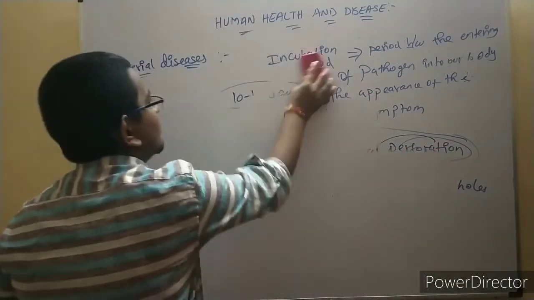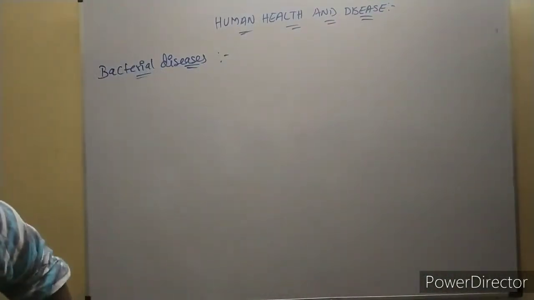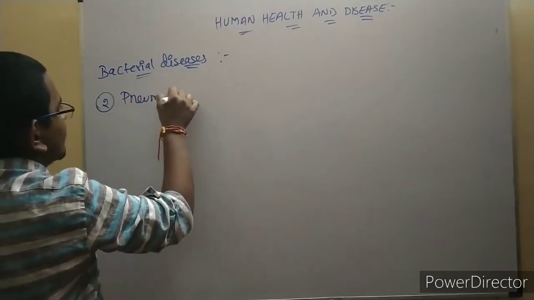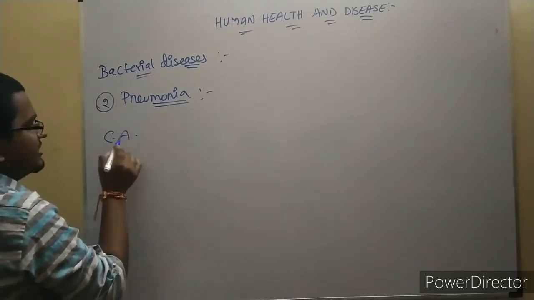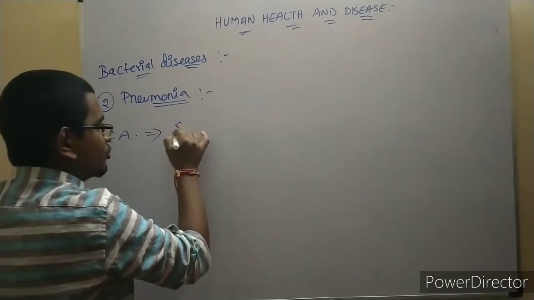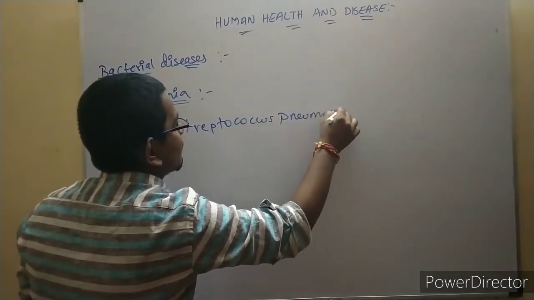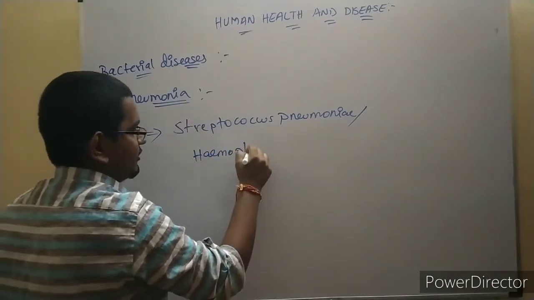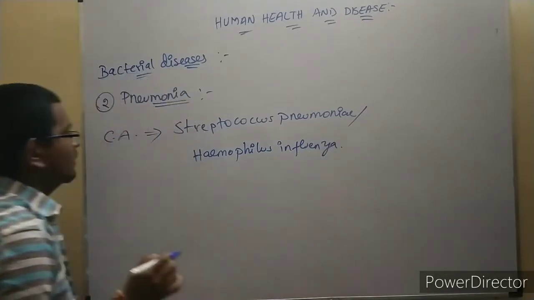So, second bacterial disease. What is our second bacterial disease, students? Pneumonia. There are so many interesting facts about pneumonia. Second one, pneumonia. What is the causative agent, which I am representing as CEA, students, which is going to cause pneumonia? Streptococcus pneumoniae, or Haemophilus influenzae also will cause pneumonia. Yes, it's a causative agent.